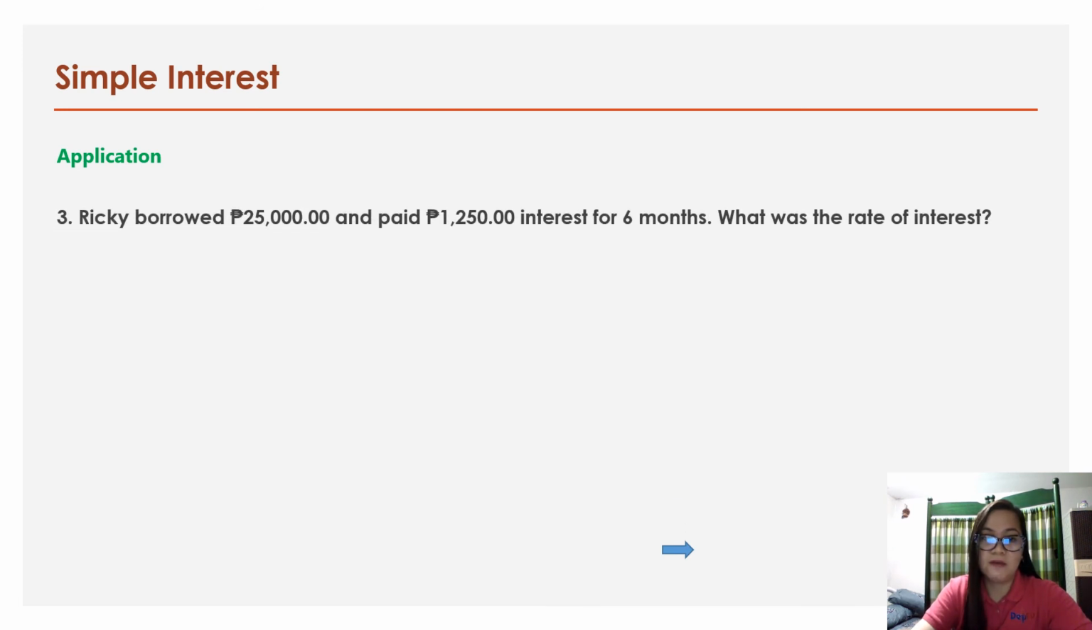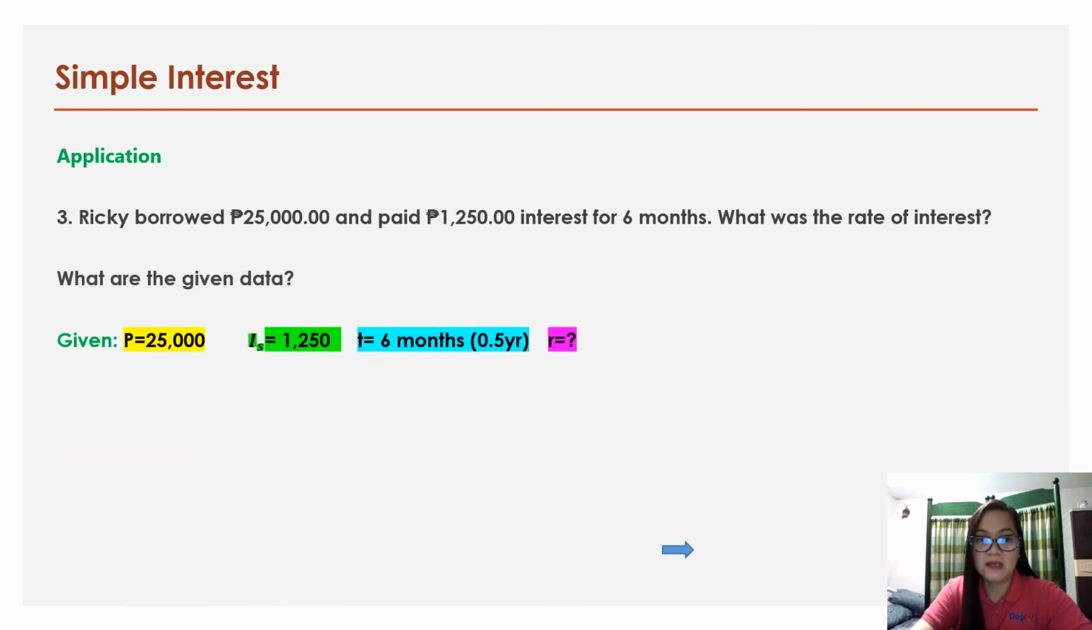Another one. So we have here Ricky borrowed 25,000 pesos and paid 1,250 interest for 6 months. What was the rate of interest? Okay, what are the given? We have here the principal, 25,000 pesos. I sub S, or the simple interest, which is 1,250. Time is given in months, so we will convert that to year. That will be equal to 0.5 year. And the question is, what was the rate of interest? That means we are solving for R.